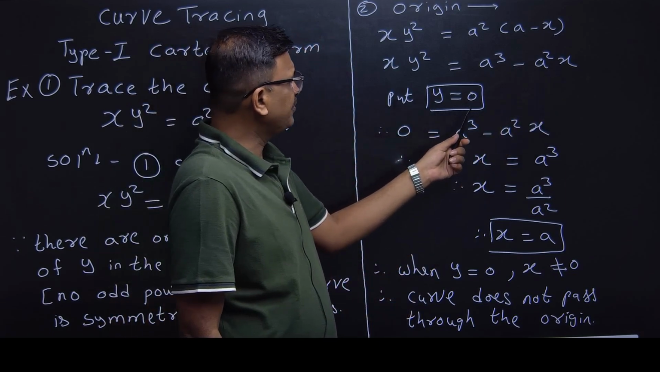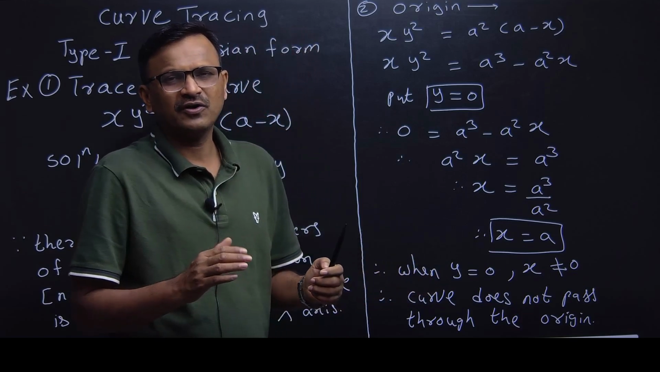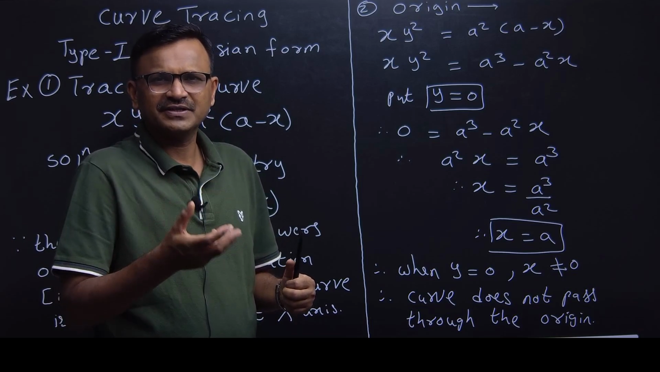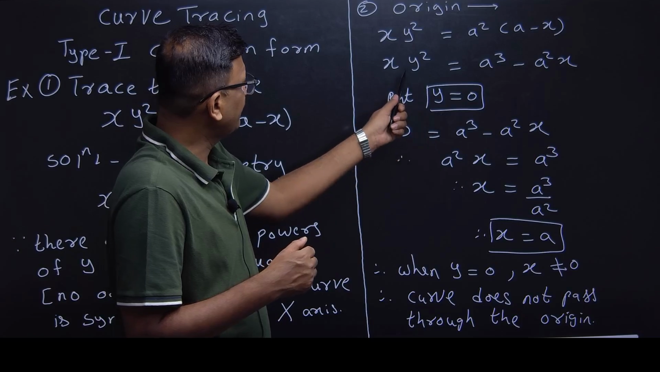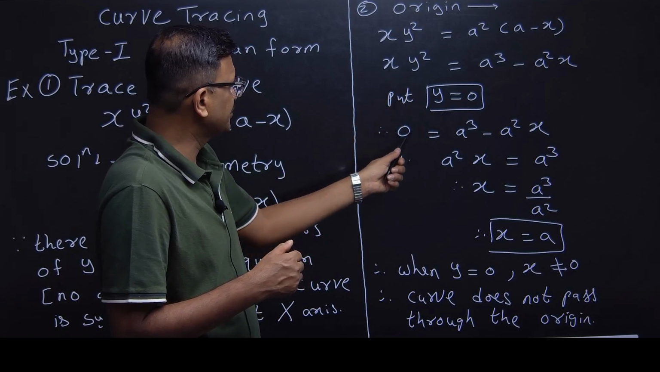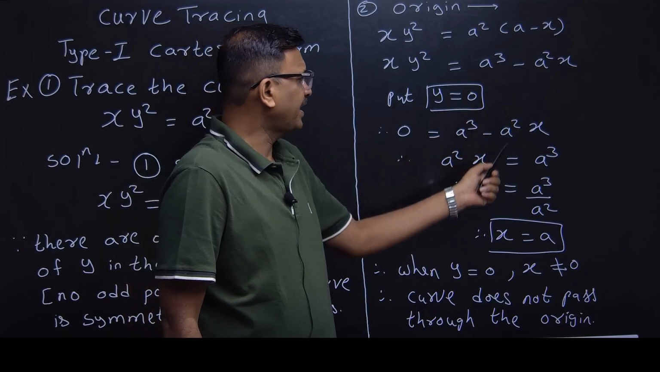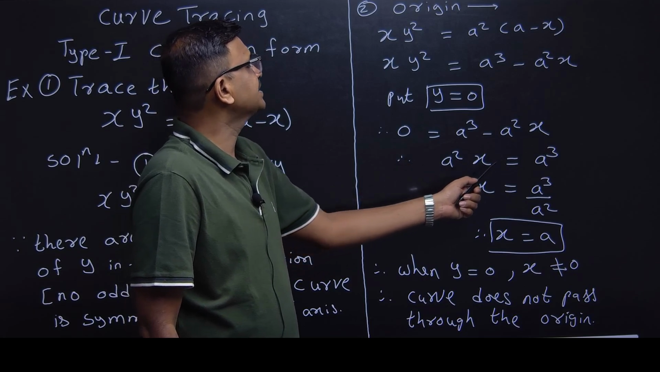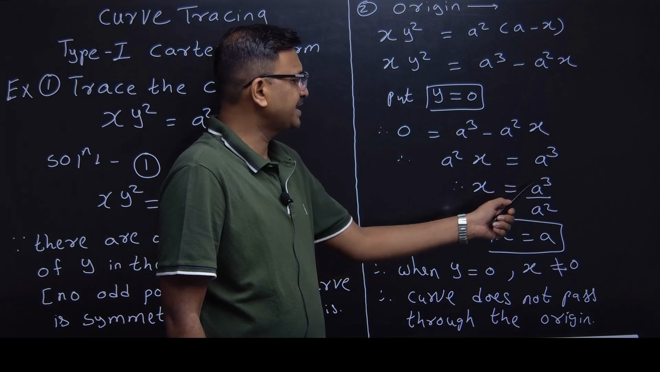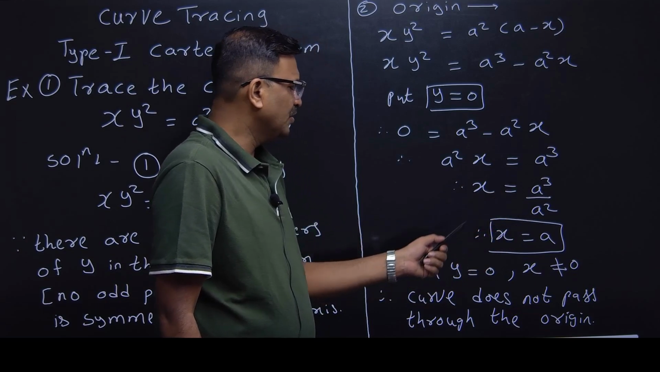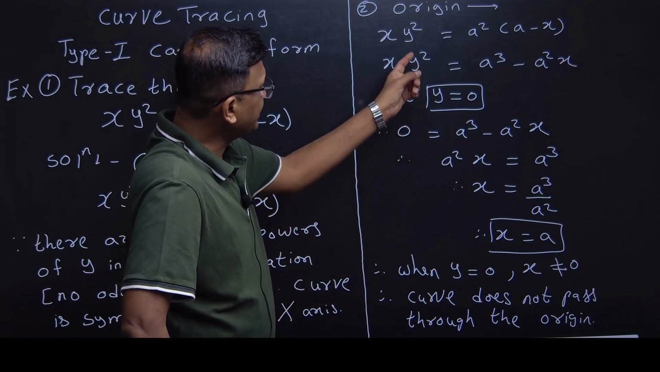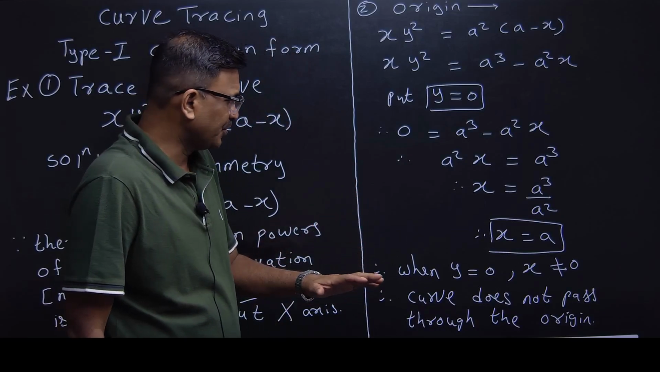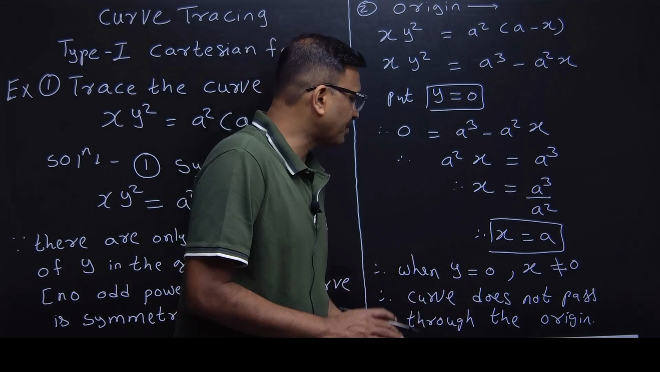In this equation, we will put y as 0 and check whether x becomes 0 or not. If I put y as 0 in this equation, x into 0 will be 0. This will be a cube minus a square x as it is. If I bring minus a square x to the LHS, it becomes plus a square x is equal to a cube. So we get x is equal to a cube upon a square, which becomes a. Therefore, x is a. So when we put y as 0 in the given equation, we are getting x as a. So when y is 0, x is not equal to 0. Therefore, the curve does not pass through the origin.